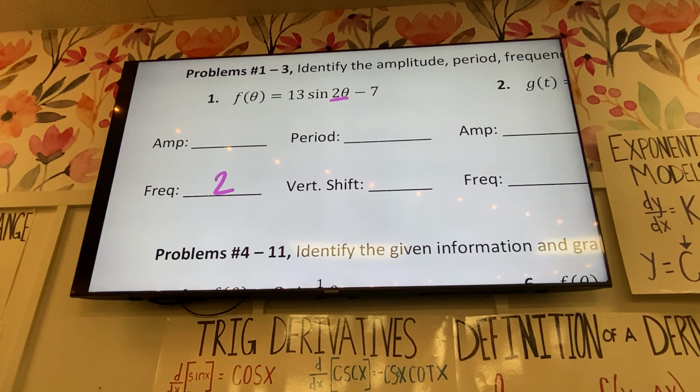And that outside number would be the vertical shift. Yep, so -7 would be the vertical shift, 13 would be the amplitude, and then for the period, you have to do 2 pi divided by the frequency, which is just pi. You don't have to write all that step out, you could just put pi if you want.